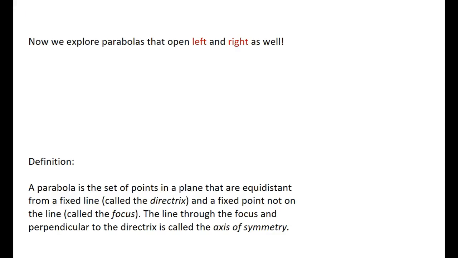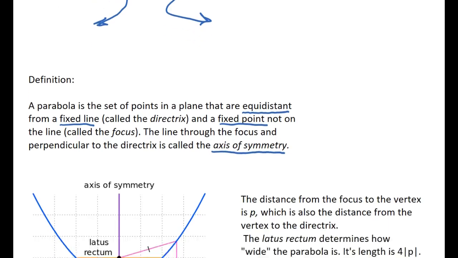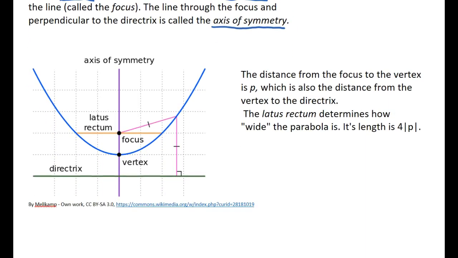But in this screencast, we're going to talk about parabolas that open to the left and to the right. So now we're going to talk about all different kinds of parabolas besides the ones that just open up and down. Let's get a general definition of a parabola. A parabola is a set of points in a plane that are equidistant from a fixed line, which we call the directrix, and a fixed point not on the line, which we call the focus. Then we have a line through the focus and perpendicular to the directrix, and that's called the axis of symmetry. So here's a picture of all the different stuff, okay?